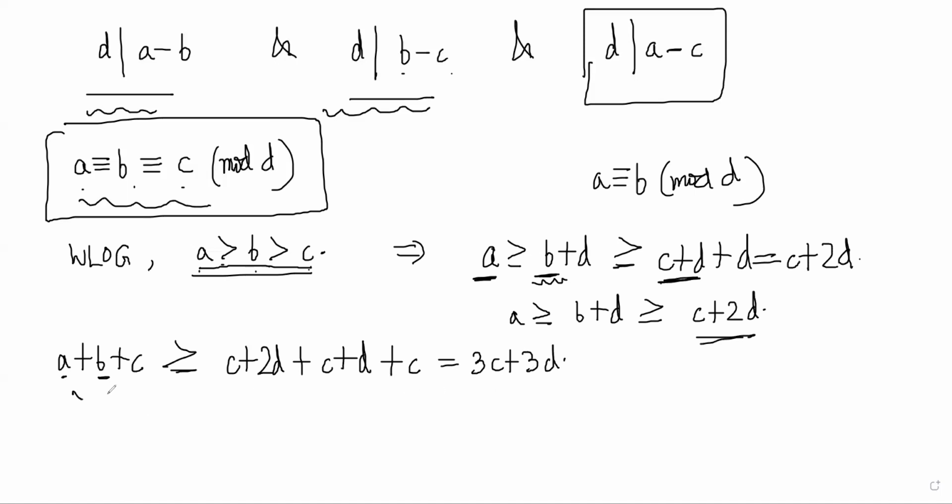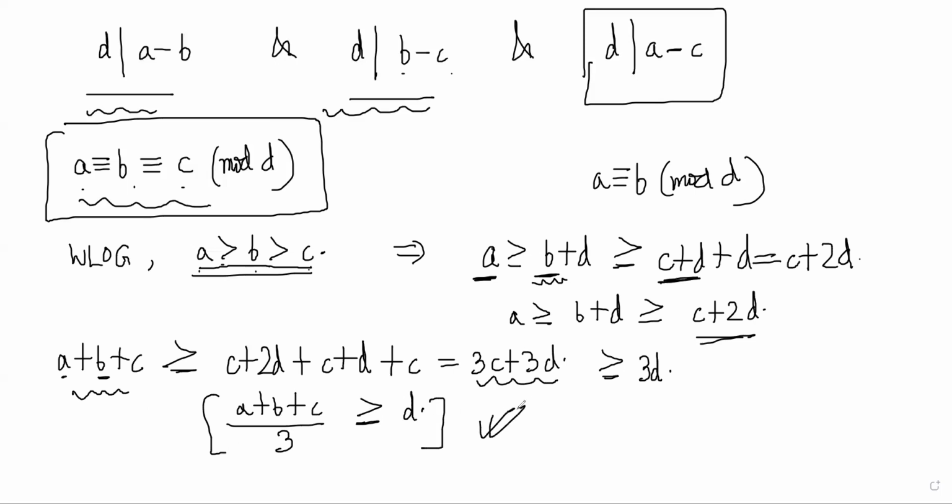So we are getting A plus B plus C is greater than or equal to 3C plus 3D, which is clearly greater than or equal to 3D, right? So now we have A plus B plus C divided by 3 is clearly greater than or equal to D, right? So we have proved our statement.